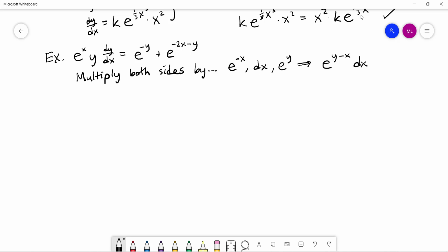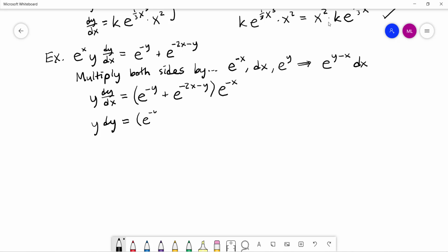So the first thing I'm going to do is multiply both sides by e to the negative x, and that would leave me with y dy dx on this side, and then on the other side I'll have e to the negative y plus e to the negative 2x minus y, in parentheses, times e to the negative x. Just to make life a little bit easier. Next, let's multiply both sides by dx. So I'll have y times dy is equal to the same thing, e to the negative y plus e to the negative 2x minus y, e to the negative x, times dx. I've moved the dx out of the denominator here. It shows up in the numerator over on the other side.